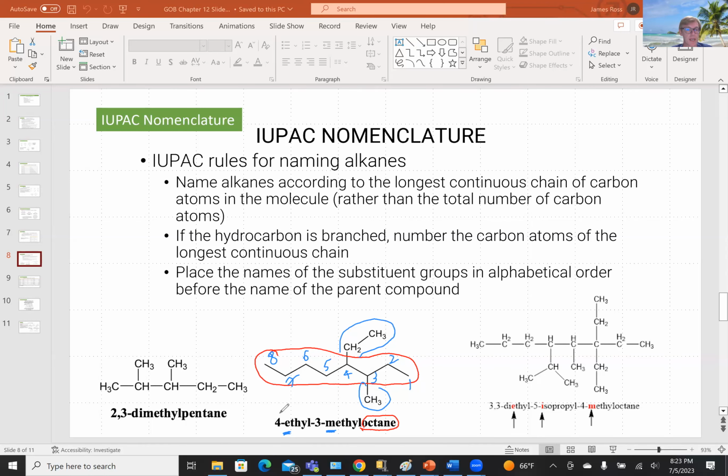In this final example here, we can identify the longest continuous carbon chain, which is this one by the looks of it. Again, it's not always going to be the horizontal one. You could have something that's all wiggly like that with branch points off of it. So you would have to interrogate the molecule looking for the longest chain.